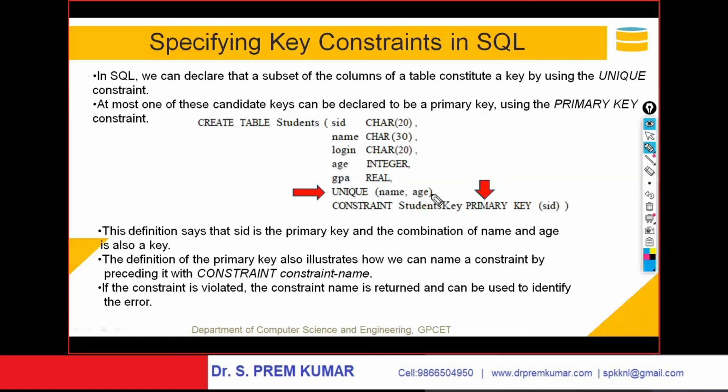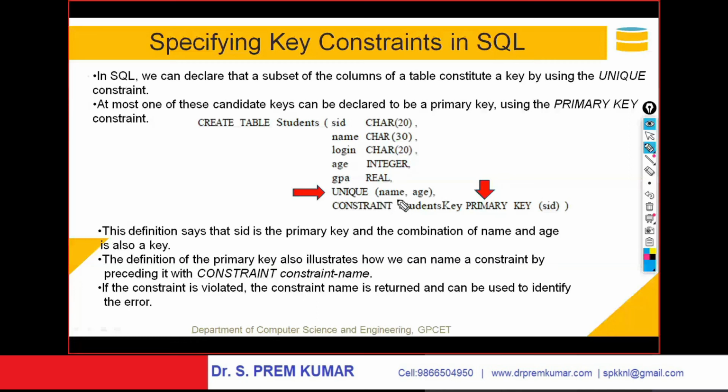Name and age, this combination should be unique in nature. For example, name may get duplicated, age may get duplicated, but this combination should not be duplicated. That's the meaning. Unique means, for example, I entered student name is Prem, age is 16. Good.